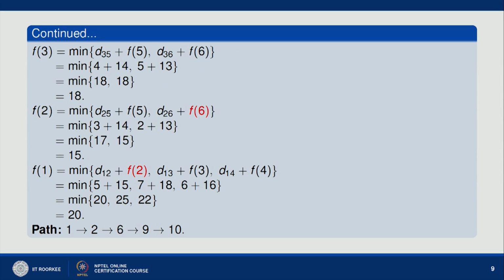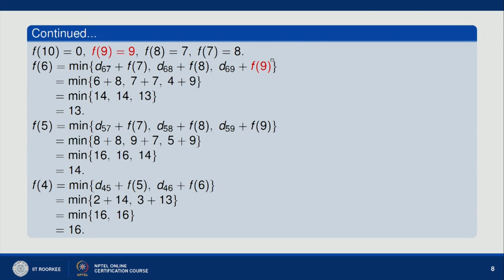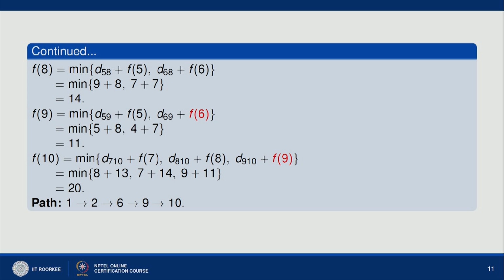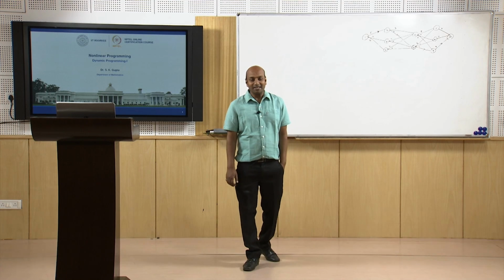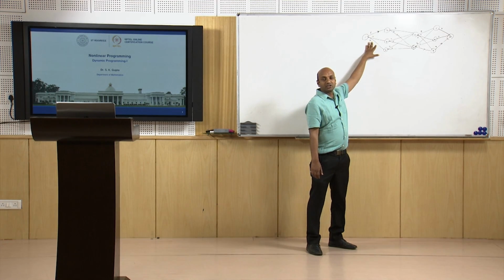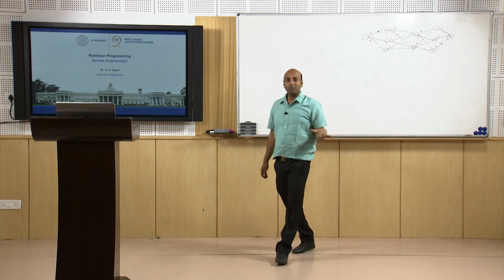The path is 1 to 2, 2 to 6, 6 to 9, 9 to 10, which we obtain from F2, then F6, then F9. This is the forward recursion algorithm, where we define the minimum distance from node 1 to node j like this, and using the same concept we can easily find the path 1 to 2, 2 to 6, 6 to 9, 9 to 10. This is just an illustration of how we can solve such a complicated network using forward or backward recursion. But this is not a dynamic programming approach.